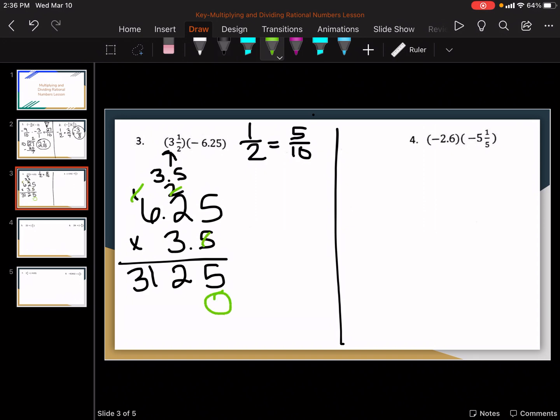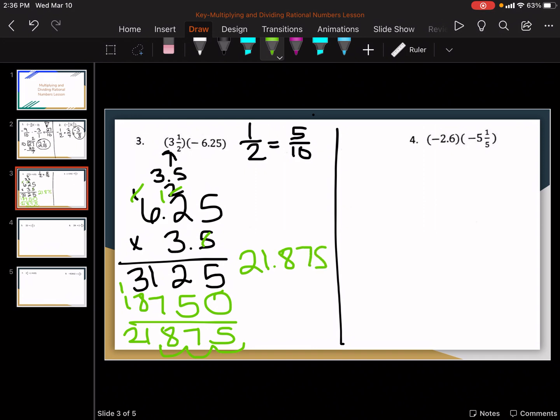Tic-tac-toe. 3 times 5 is 15. 3 times 2 is 6 plus 1 is 7. 6 times 3 is 18. 5, 7, 8, 2. Bring your decimal over twice, and it is 21.875, and it is one's positive, one's negative, so it is negative.